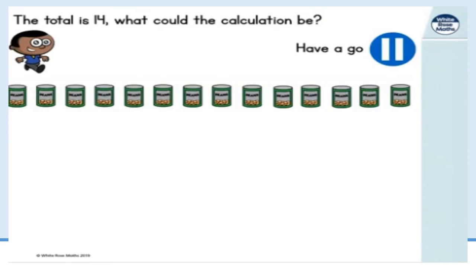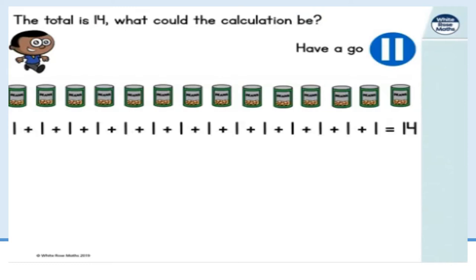How did you get on with this final one? 1 plus 1 plus 1 plus 1 plus 1 plus 1 plus 1 plus 1 plus 1 plus 1 plus 1 plus 1 plus 1 plus 1 is equal to 14. Or 14 times 1. That would have been easier to say, wouldn't it? There is another one as well. One group of 14 is equal to 14. Well done if you got those.